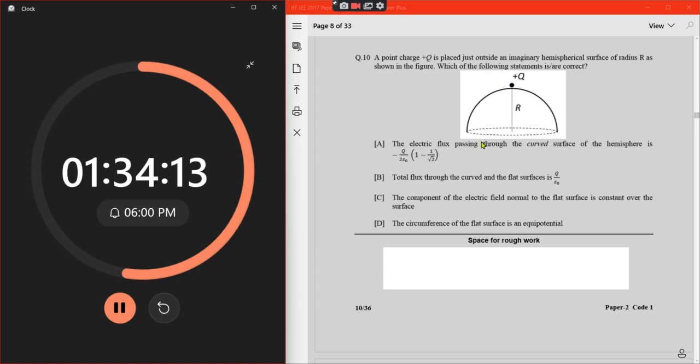Electric flux passing through the curved surface. Oh god, that's not going to be easy. Through this surface it's negative q upon 2 epsilon naught, and then you got this thing. Just figure out what flux will pass through this, right? Now how will I do that? Like a cylinder or something? That's just stupid. K Q solid angle, right? Yes, that's why.